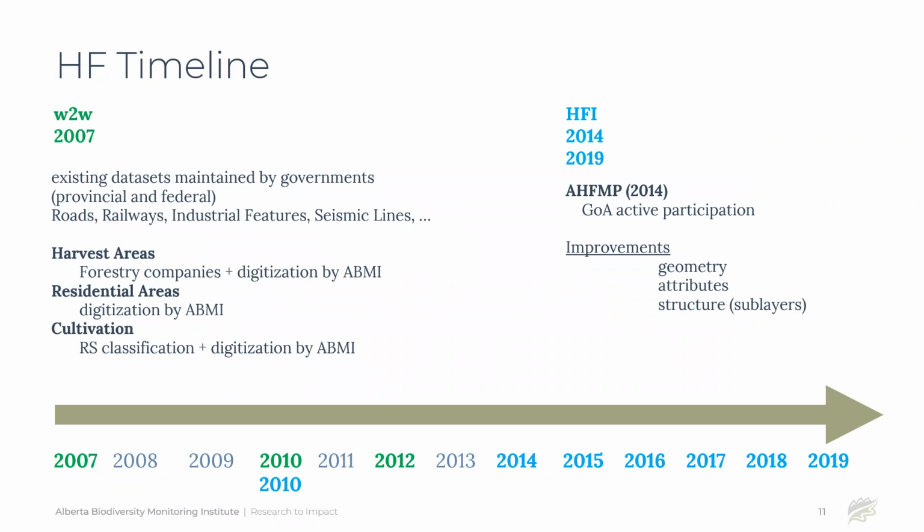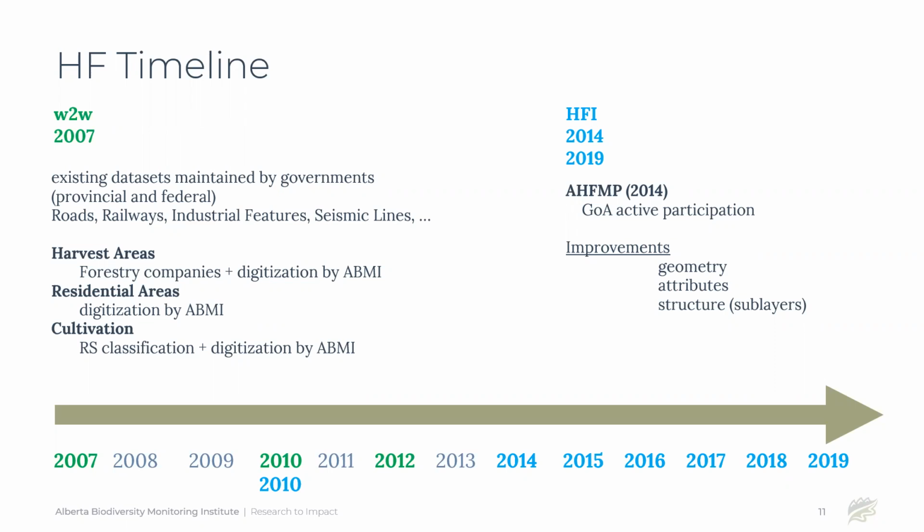ABMI started to collect human footprint back in 2007. At that time, the first order of business was essentially to figure out what exists in the space. Some data sets existed at that time in independent silos of data, managed either by government or by private organizations. Through federal and provincial governmental organizations, we, as ABMI, were able to collect roads, railways, industrial features, some base features, and seismic lines, and start collecting them into one integrated data set.